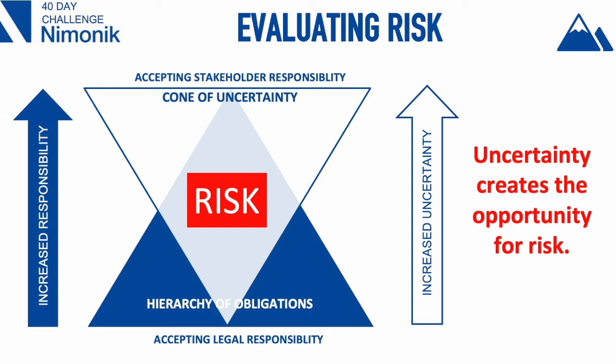And so the triangle gets inverted. And this actually has a name. We call this the cone of uncertainty. And I'm going to talk a little bit more about that in a moment.